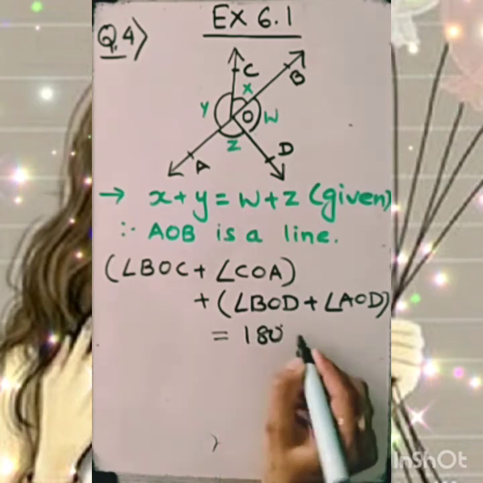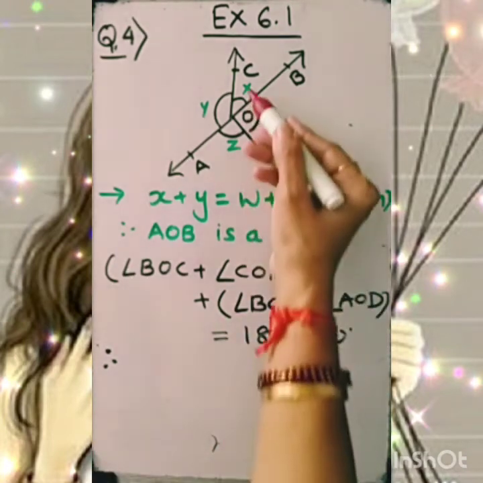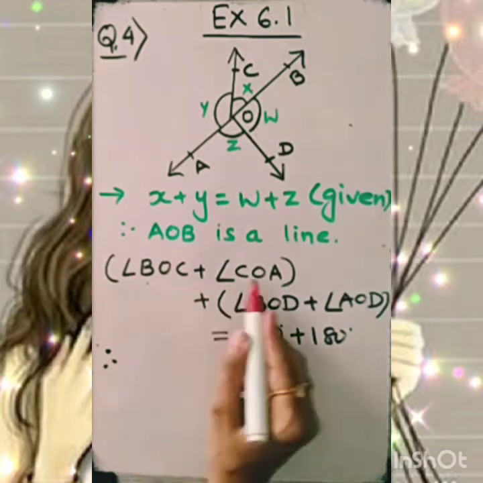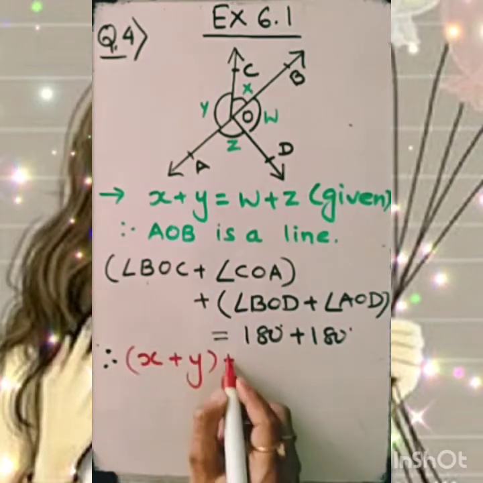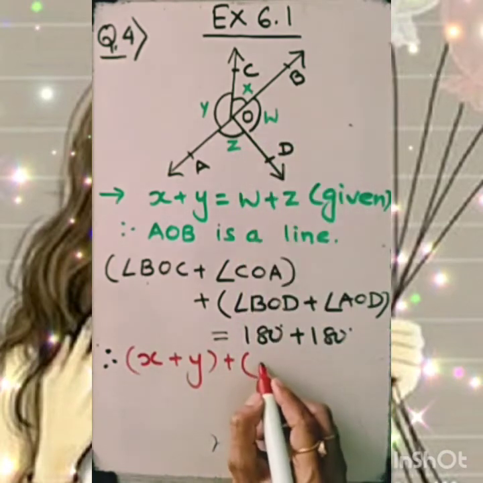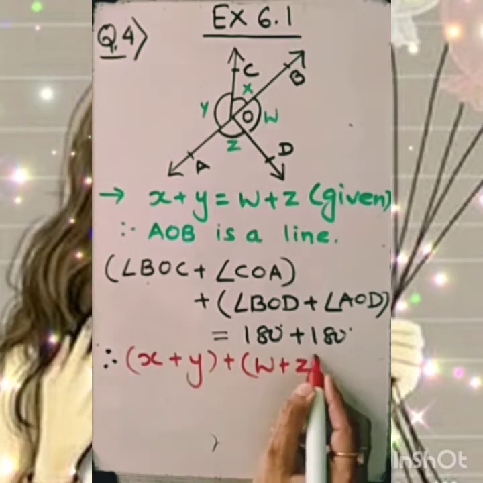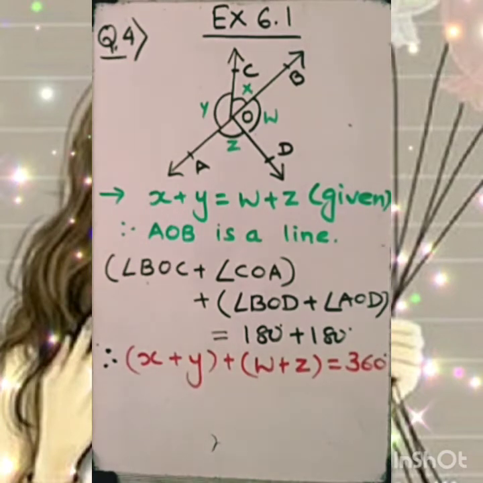So 180 plus 180. Now next, I am putting in the values, as I know the value of these two, x and y. So I need to say x plus y plus, what about these two? z plus w, or w plus z you can write. That is equal to the total sum of two angles, 360 degrees. Got it? So next step, let's go ahead.